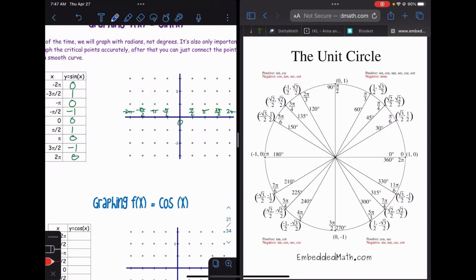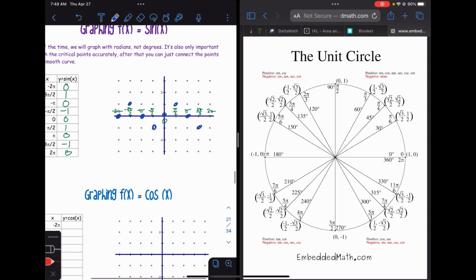Our first point is negative 2 pi and 0, so we plot that. Then we go to negative 3 pi over 2, and that is at 1. Negative pi is at 0. Negative pi over 2 is at negative 1. 0 is at 0. Pi over 2 is at 1. Pi is at 0, 3 pi over 2 is at negative 1, and 2 pi is at 0.